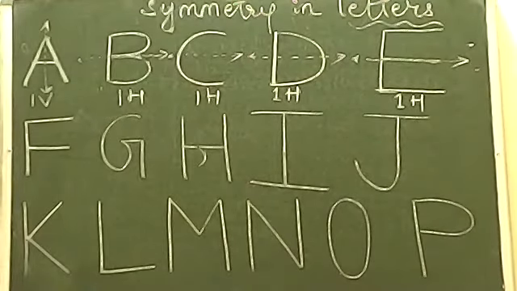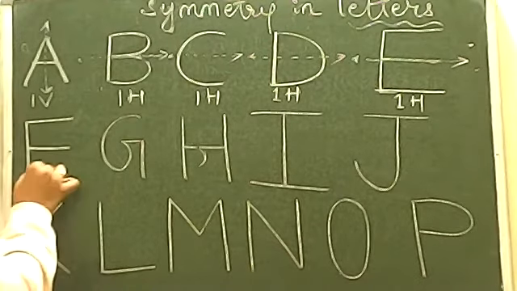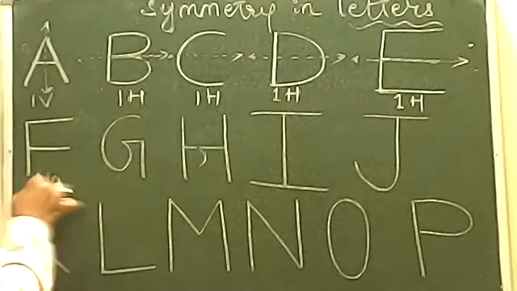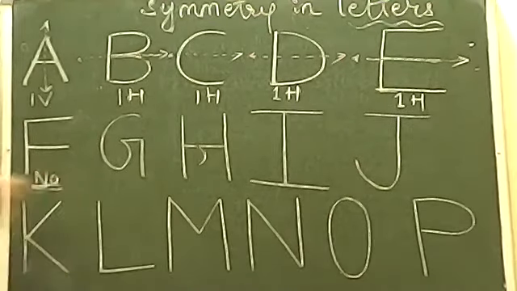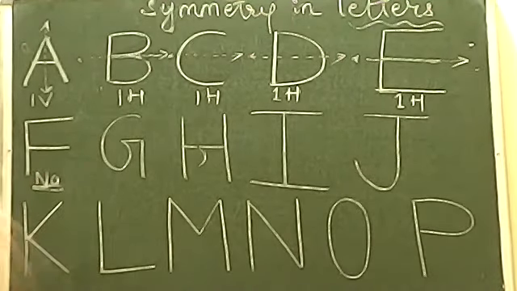Now move on to F. Do you find F is having a line of symmetry? What do you think? Yes or no? No, correct. So I am writing here no. No means no horizontal, no vertical. So I have written here simply no.